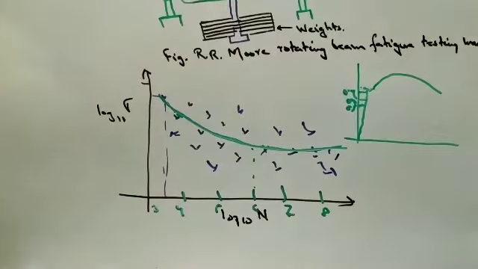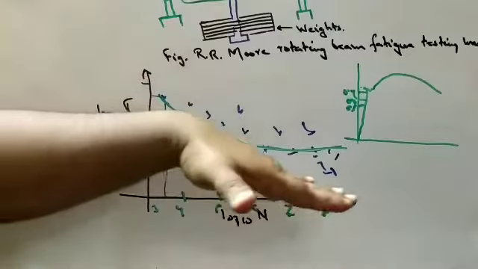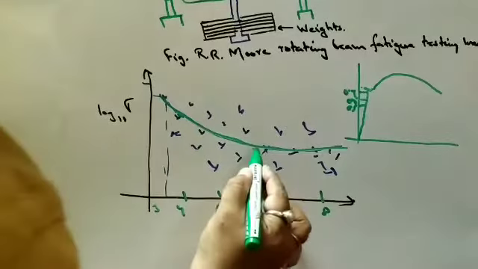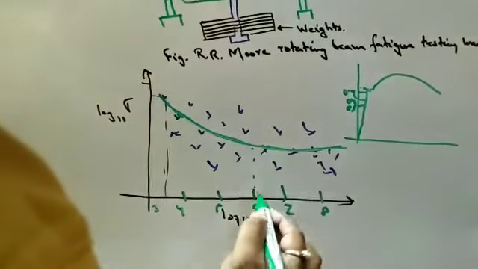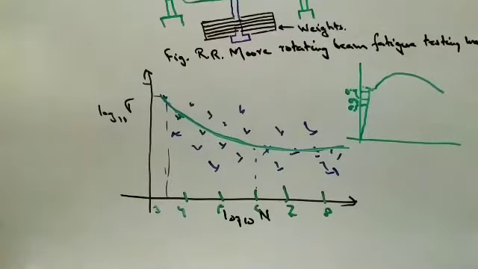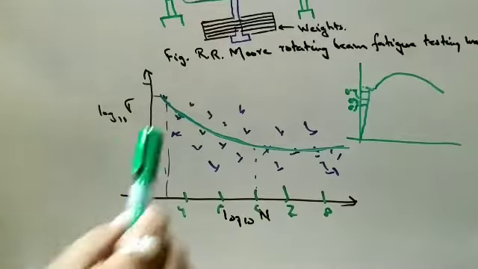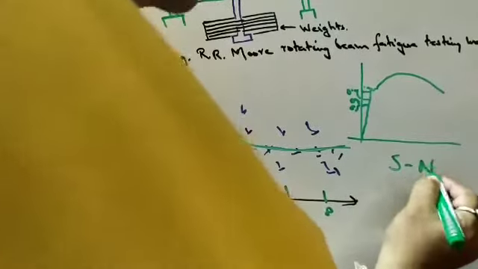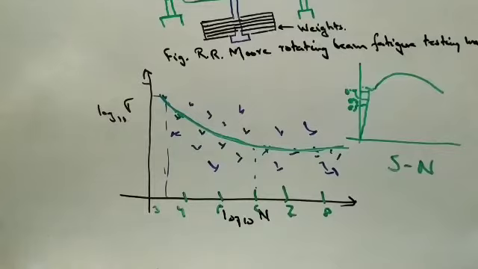Now for ferrous material, you get a curve like this. It varies from material to material. The curve position can vary, but more or less the nature remains the same. You could see that after 10 to the power 6 cycles, the curve has an asymptotic nature. This curve is called an SN curve. S represents stress and N represents number of cycles.